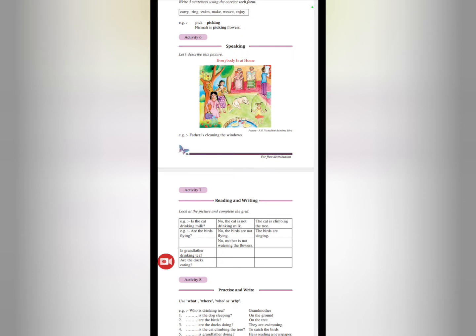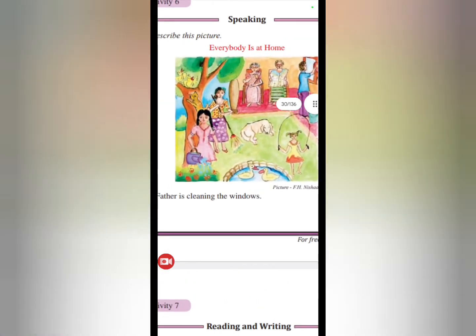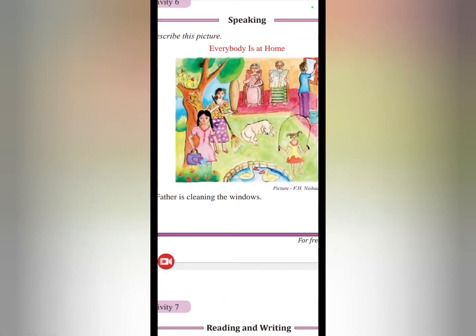Is the cat drinking milk? In this picture, can you see a cat? Yes, we can see a cat. Wait a minute, children.